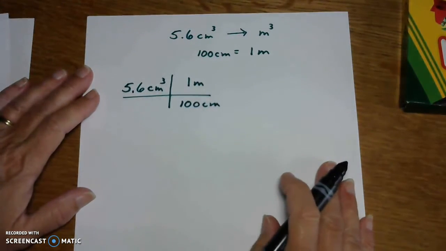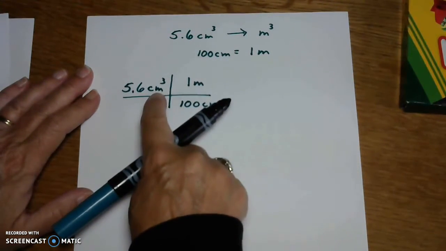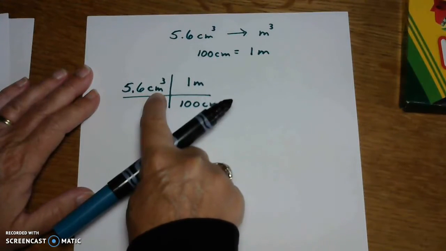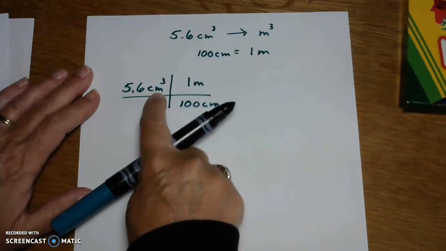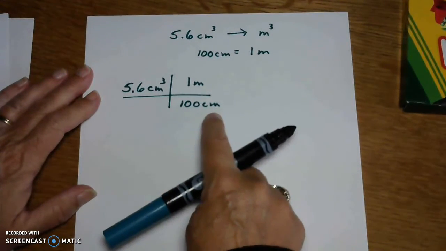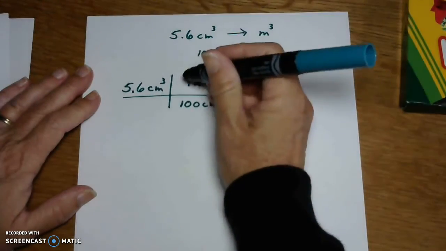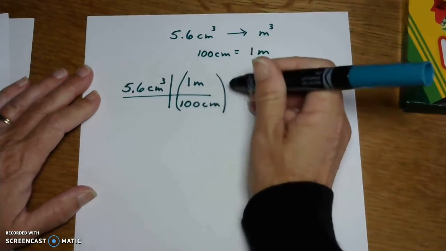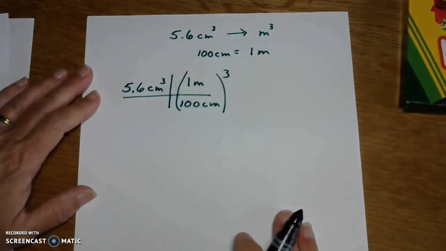But we've got a problem here. Here we have centimeters cubed, which is centimeters times centimeters times centimeters. Here we just have 1 centimeter. Now the way we solve this problem is by cubing the whole conversion factor. So let's put brackets around it and we'll cube the entire thing.